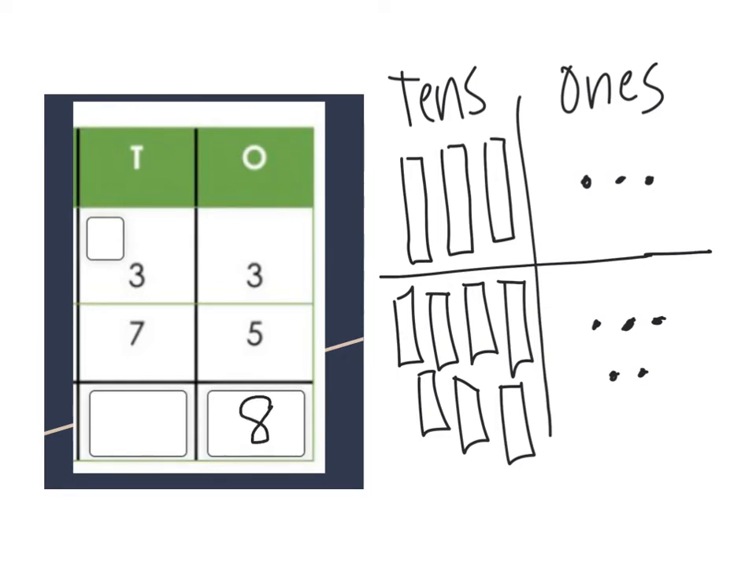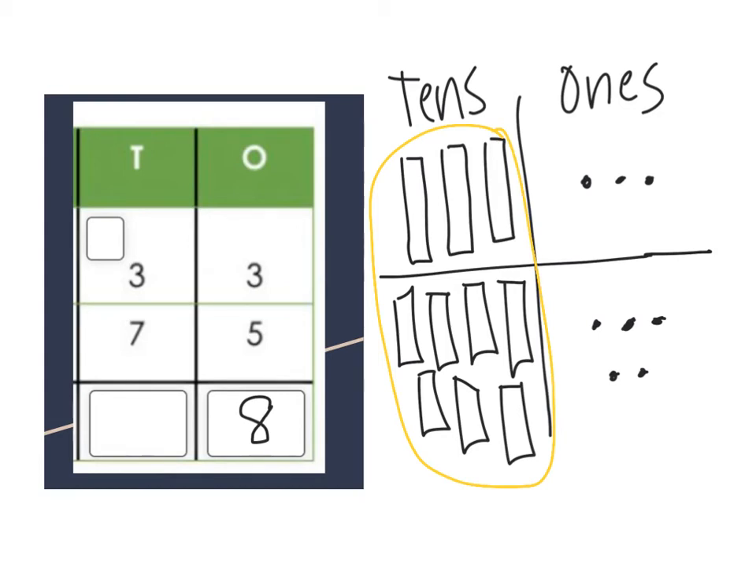But now we have to count our tens. Okay, so we're going to count tens. We have 1, 2, 3, 4, 5, 6, 7, 8, 9, 10. We have 10 tens. Well, 10 tens is 100. So what we would do is we would just combine all of those and regroup those as 100.